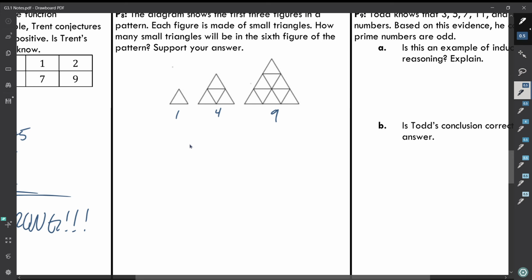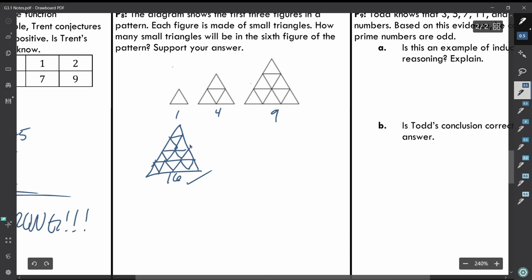What's the next perfect square? 16. Let's guess that. See if we can figure this out for the fourth term. Try to draw it out. Okay. Alright, okay. Alright, let's count. 1, 2, 3, 4, 5, 6, 7, 8, 9, 10, 11, 12, 13, 14, 15, 16.